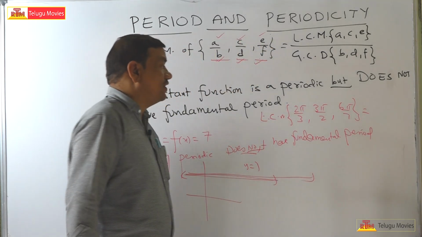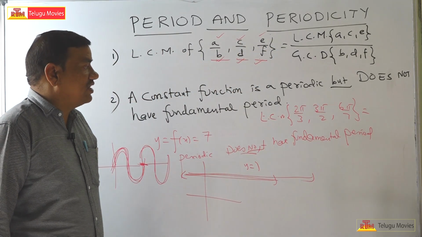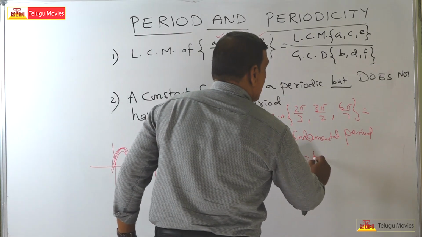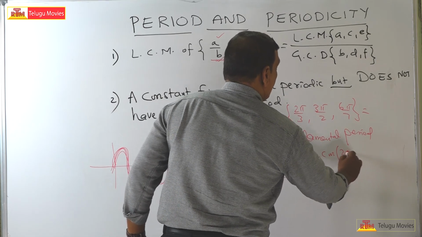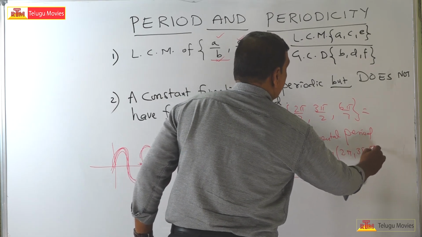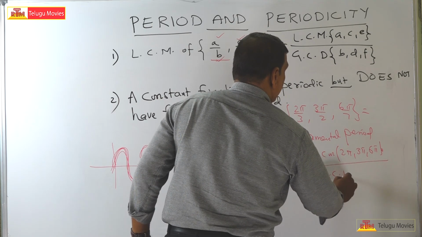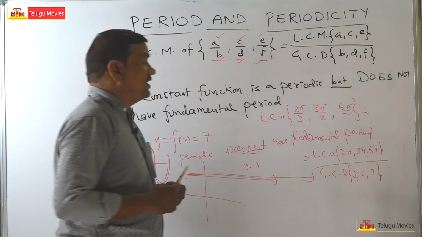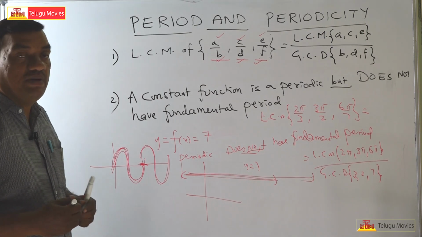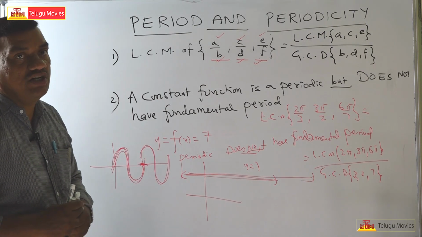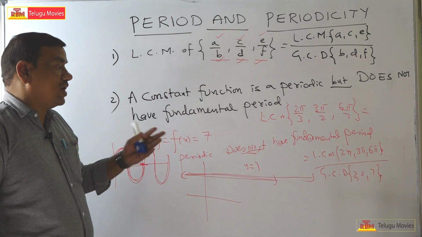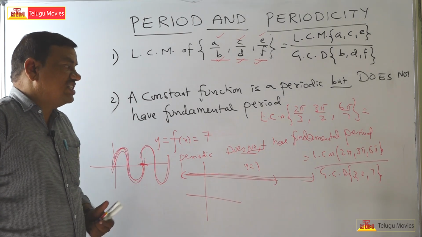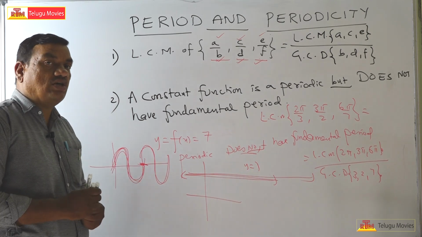If you are asked to find the LCM of 2 pi by 3, 3 pi by 2, 6 pi by 7, first find the LCM of the numerators, that is 2 pi, 3 pi, 6 pi. Next, the GCD of the denominators 3, 2, 7. You know that the LCM of 2 pi, 3 pi, 6 pi is equal to 6 pi. The GCD of 3, 2, 7 is what? 3 twos are 6, 6 sevens are 42. So 6 pi by 42 is the answer for that question.